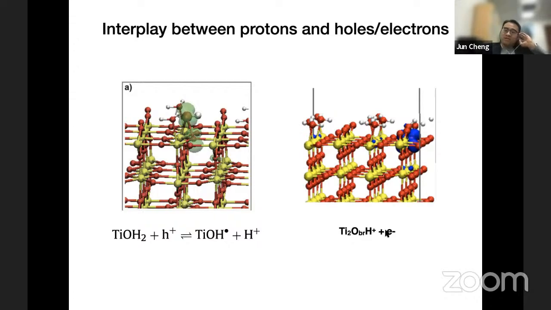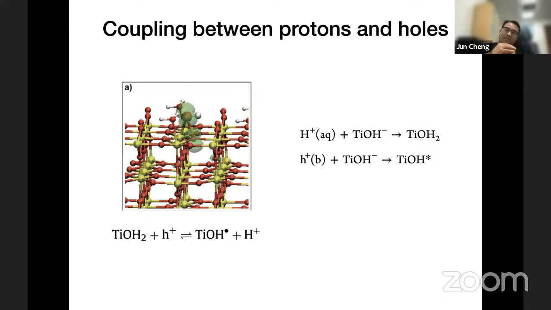Just also to point out, the excess electron is localized on the titanium site. So normally we have titanium 3+, but the proton is actually adsorbed on the oxygen, right? Then the electron and proton really go to different sites, which is different from the case I just showed you, where the proton and holes really couple at the same oxygen group site. So that will have an extra consequence for the electrified interface, the coupling between the proton and the holes.